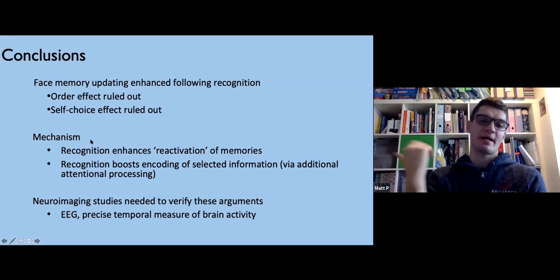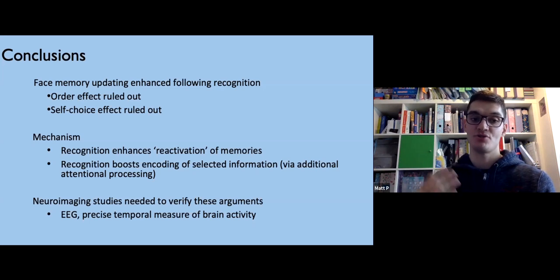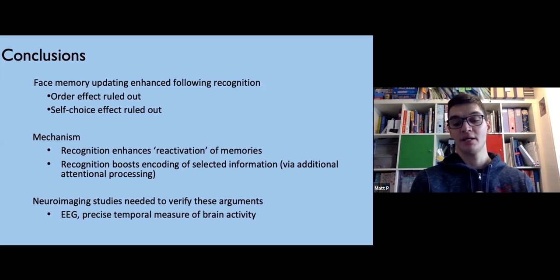So we can reason what kind of processes are going on in the brain to account for this memory updating effect due to retrieval. Some arguments suggest that recognition enhances the reactivation of memories. There's an idea that during retrieval, the neural trace for an episodic memory is reactivated, and it's this reactivation period that allows an opportunity for that memory to become modified.